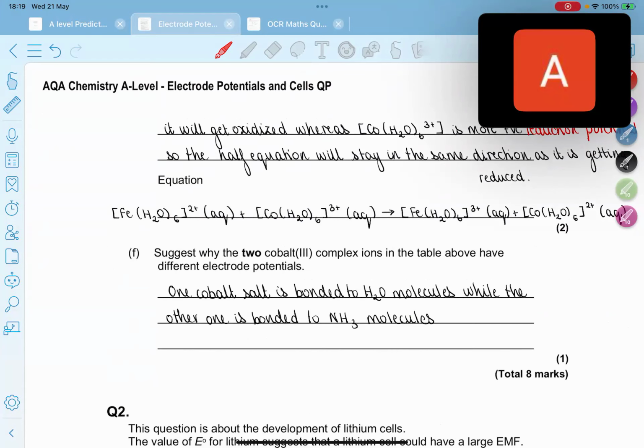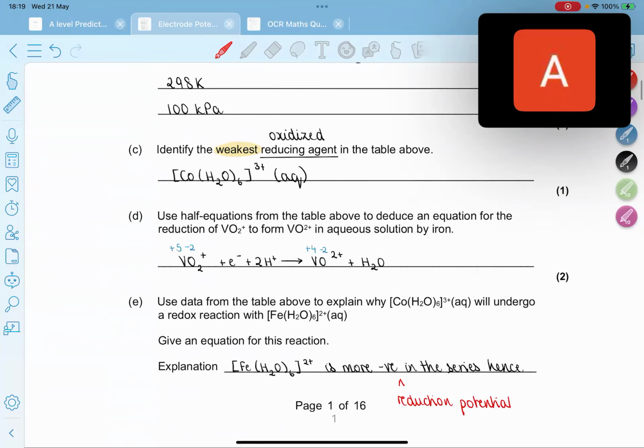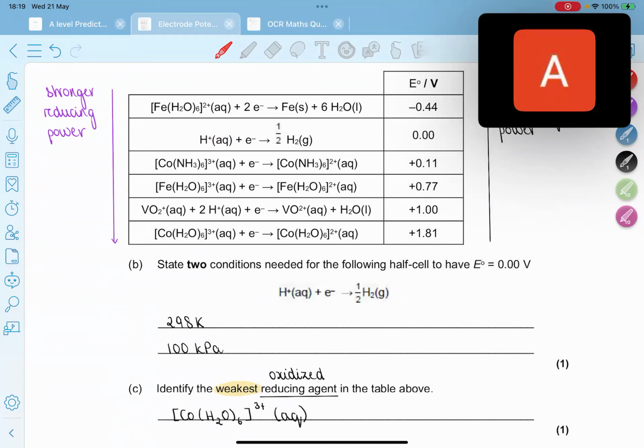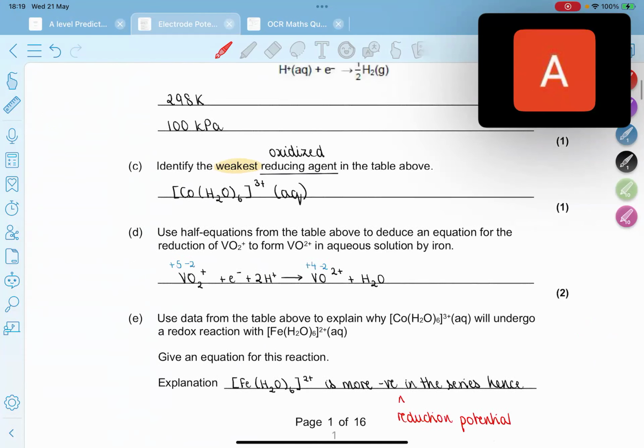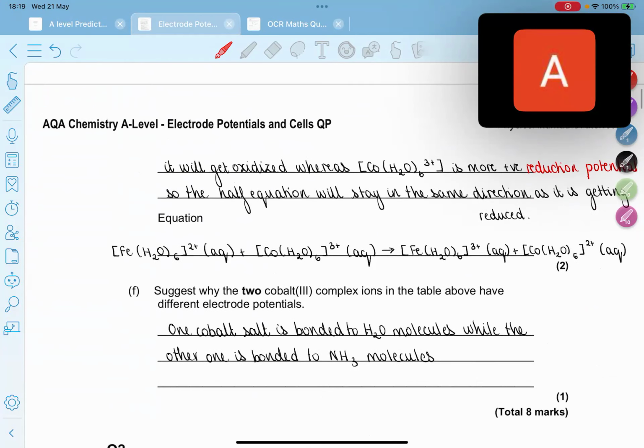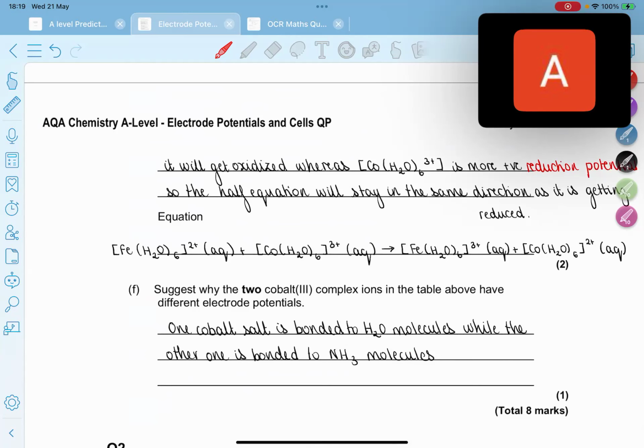Suggest why two cobalt complexes in the table have a different electrode potential. Good question. Everybody, now do topic-wise papers. Tiara, have you completed this? And Richard, please complete this after the physics exam. Two cobalt complexes have different electrode potentials because they have different ligands connected to them.